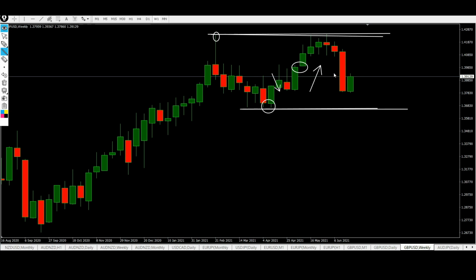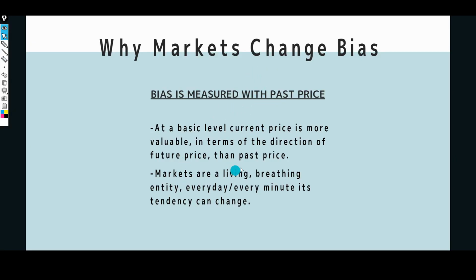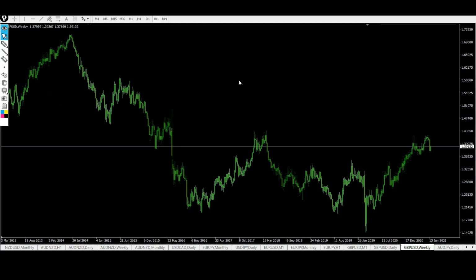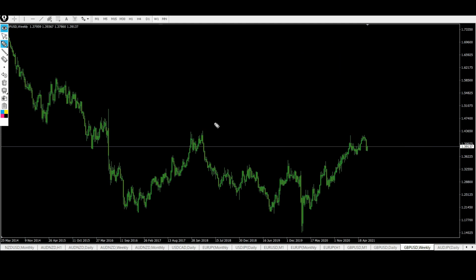Alright, let me give you another perspective on why markets change its bias. A philosophical way to look at this is that markets are a living, breathing entity. Every day and every minute, its tendency can change. Let me zoom out here. Another way to look at this is that markets are a living, breathing thing. In other words, it changes its mind every day, just like any other organism, right?